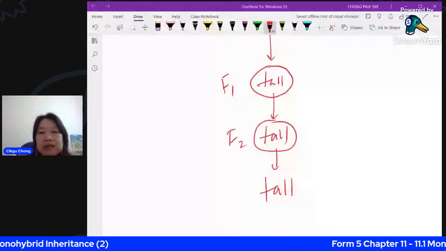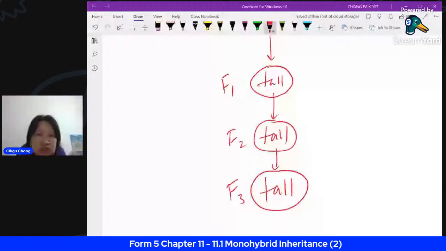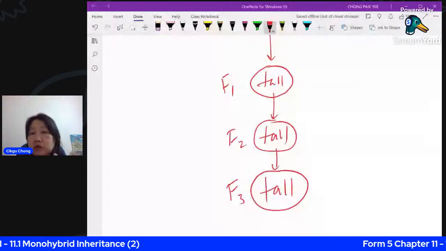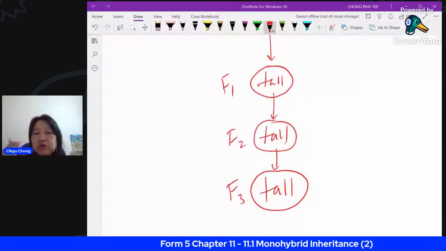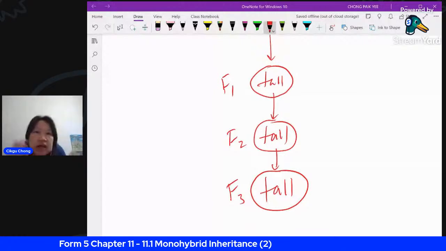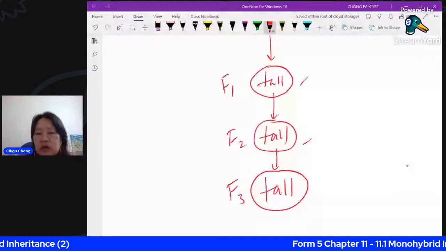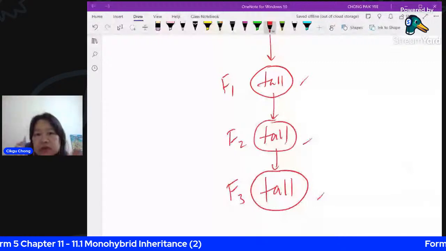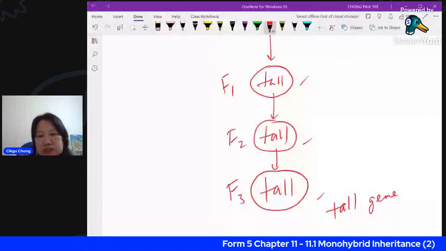The next generation is the F3. Let's say I also get them tall. None of them are short. What is the conclusion I can come to? My conclusion is, if I crossbreed many, many rounds, I want to see what kind of gene can come up from that. What kind of traits appear when I crossbreed many, many times? I always get tall and tall and tall and tall. So what is the conclusion? The conclusion is this plant must only have tall genes. That means it didn't have any short or dwarf genes inside this plant. It only carries tall genes.